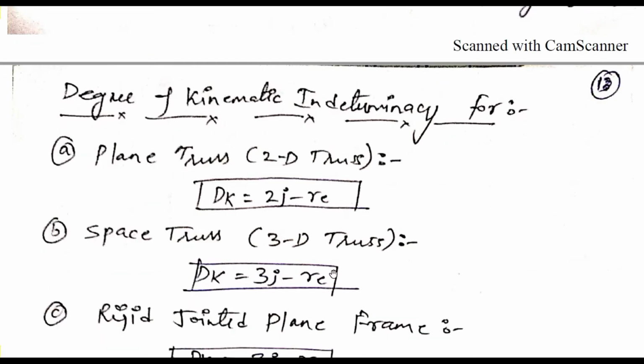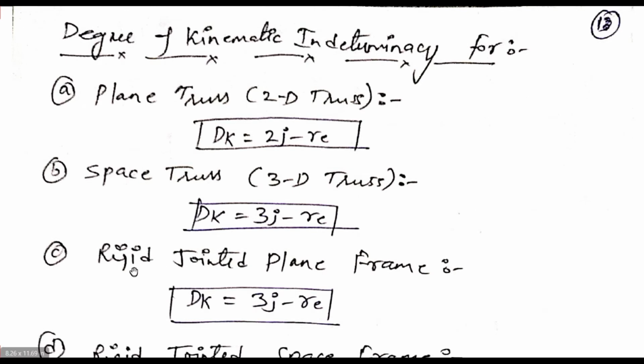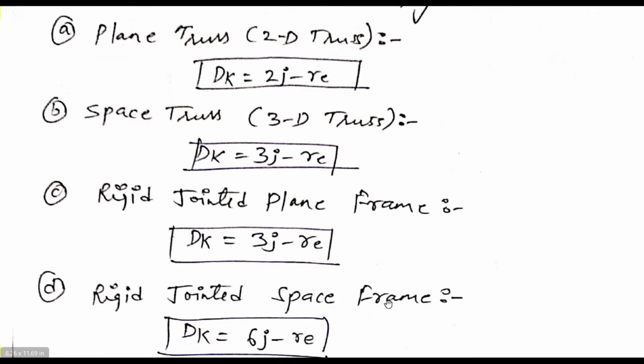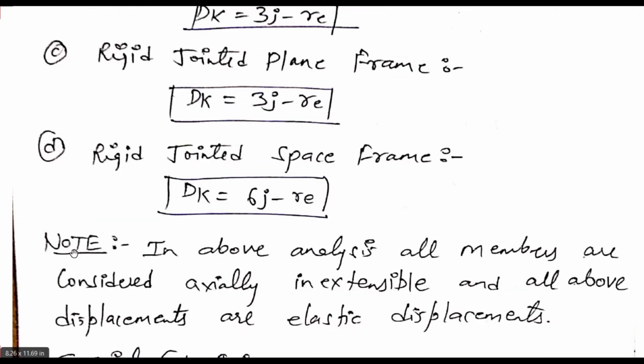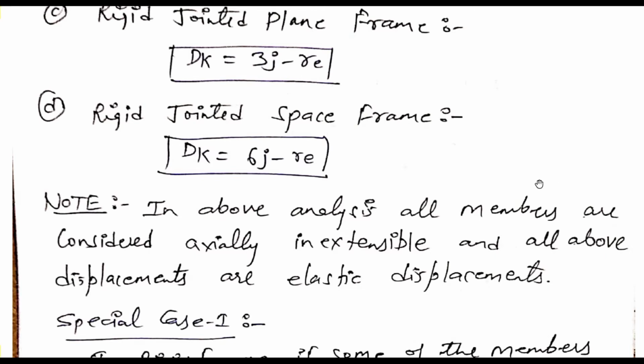So dk is equal to 3j minus re for a space truss. If we have a rigid jointed plane frame, then dk is equal to 3j minus re, because for a rigid jointed plane frame the degrees of freedom available are 3, that is delta x, delta y, and theta z. And for a rigid jointed space frame our formula will be 6j minus re, because we have 6 degrees of freedom: delta x, delta y, delta z, theta x, theta y, and theta z.